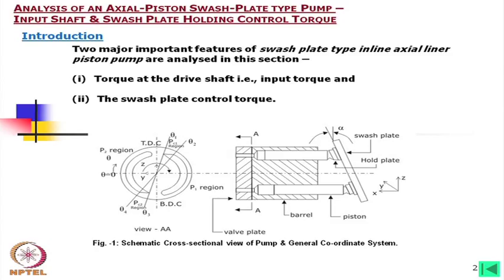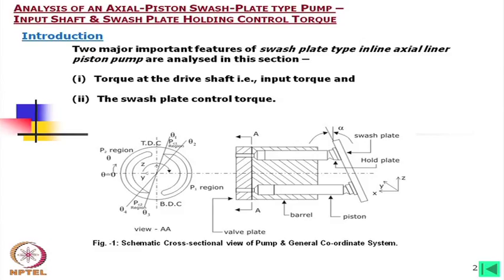Now, as we are rotating the barrel and there is a suction and compression of oil, definitely we need to supply some torque depending on the pressure. So, this is clear, this is not difficult to understand. The shaft which is driving the barrel has a torque which we can estimate knowing the forces acting on the pistons and swash plate.